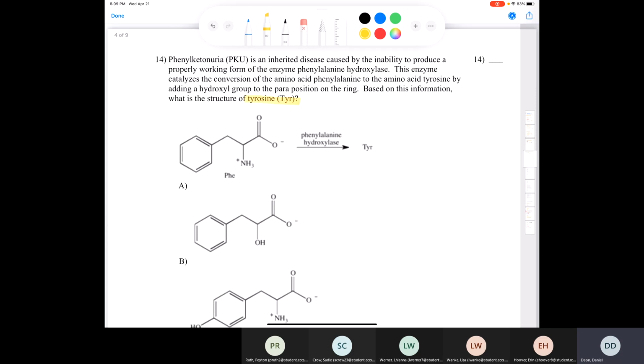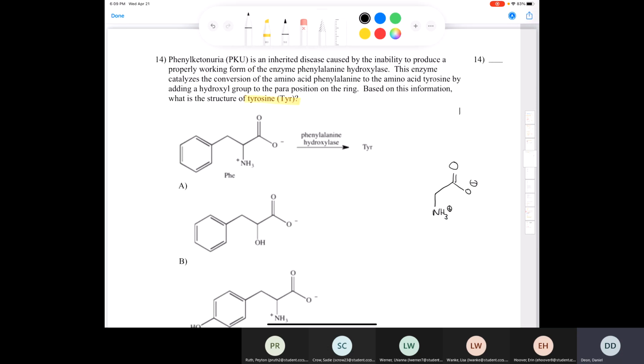Now, I told you, you don't have to have the structure of the naturally occurring amino acids memorized. However, you know that an amino acid should have a carboxyl group, right? It should have an alpha carbon, and it should have a nitrogen, an amino group. So I'm going to put this like that. So we've got that much.